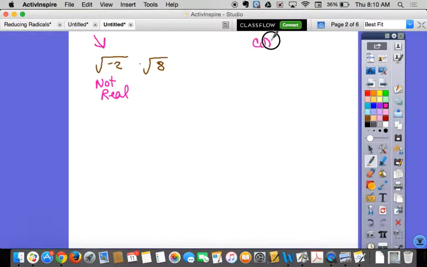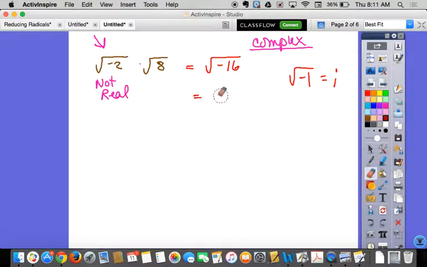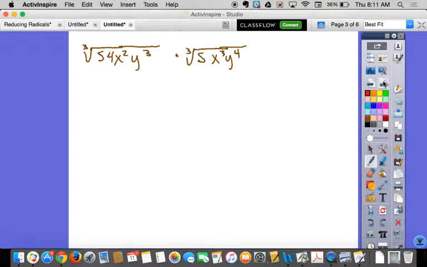If you want to get into the complex part, just a little tidbit for later on, you could proceed and say, oh yes, that's going to be negative 16, and then what you do once you get there, the square root of negative 1, remember that's the i. Square root of negative 1 is equal to i, and then you're left with square root of 16, which you know is 4. So you have 4i. All right. But that's complex. You may not be there yet.